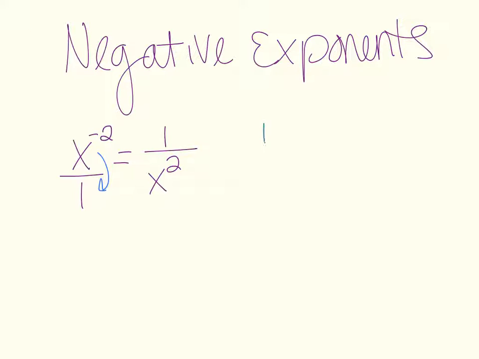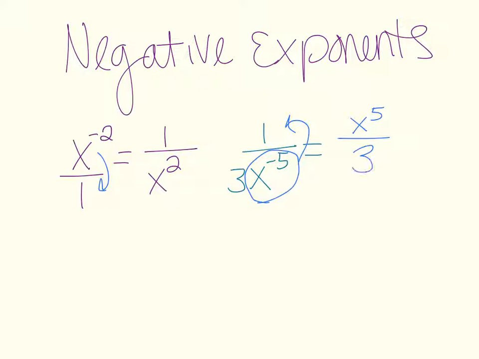If you have 1 over 3x to the negative 5th, this would be the same thing as taking the part with the negative exponent and shifting it up. So x to the 5th over 3 would be our actual simplified answer.